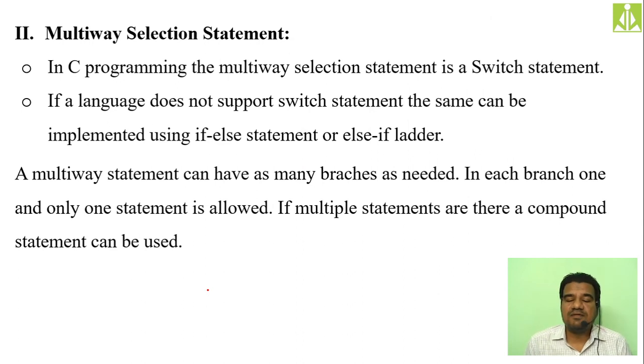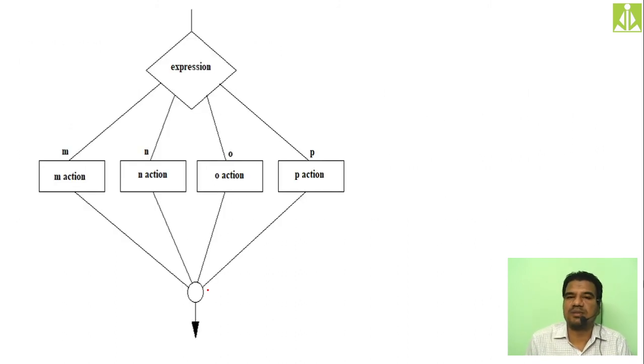Next is the multi-way selection. In our previous case we have seen only two-way selection statements. Now a multi-way selection statement. A condition will give only two possible results, either true or false, only two possible paths. But when we are talking about multi-way selection, it should have multiple paths. So your condition will not give multiple paths, it will give a maximum of only two.